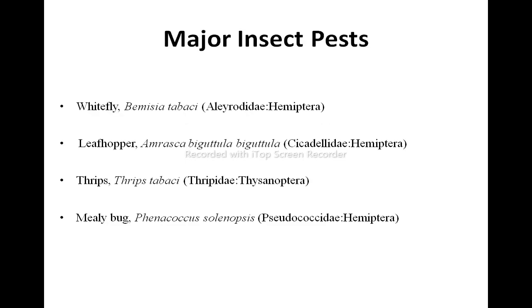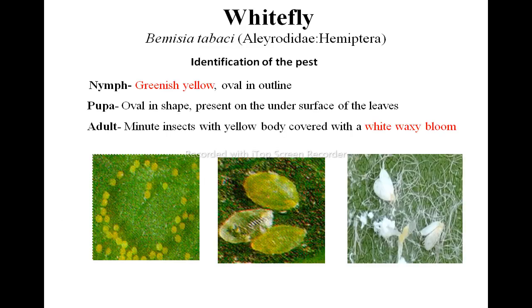Now first I will tell you the major insect pests of cotton. Here the first one is whitefly, second is leafhopper, third is thrips and fourth is mealybug. Now one by one I will discuss all these insects. Whitefly, its scientific name is Bemisia tabaci, family is Aleyrodidae and order is Hemiptera. In Hemiptera they bear a stylet that is used to suck the sap from the plant system.